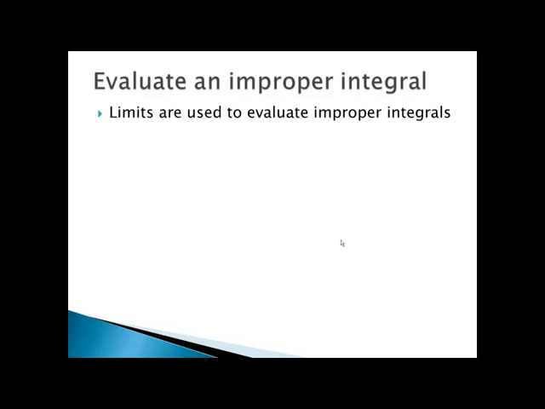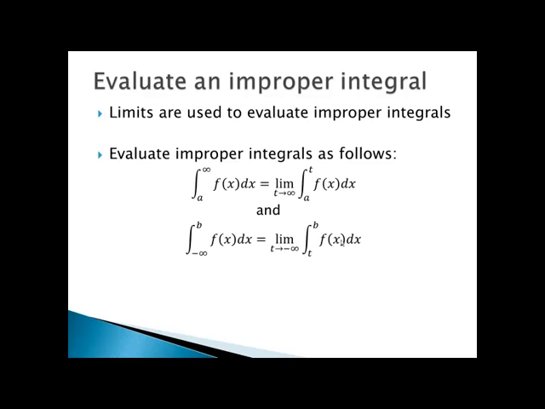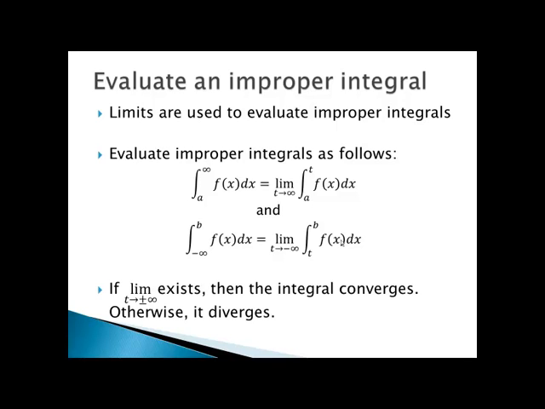To evaluate improper integrals, we use limits, and we'll evaluate as follows. The integral from a to infinity of f of x with respect to x can be evaluated as the limit as t approaches infinity of the integral from a to t of f of x with respect to x, and the integral from negative infinity to b can be evaluated as the limit as t approaches negative infinity of the integral from t to b of f of x with respect to x. If the limit as t approaches infinity or as t approaches negative infinity exists, then we say that the integral converges. Otherwise, it diverges.